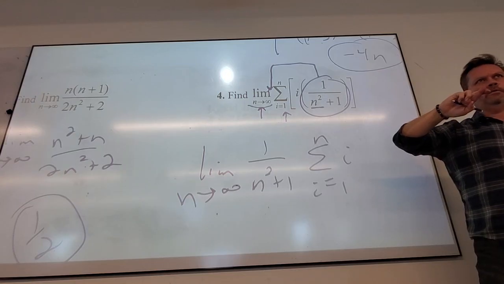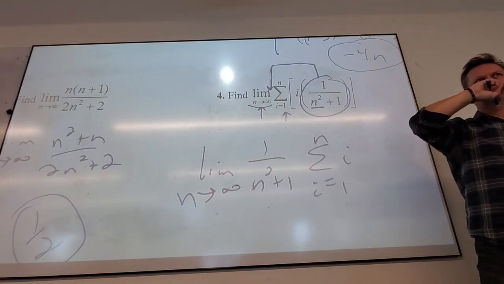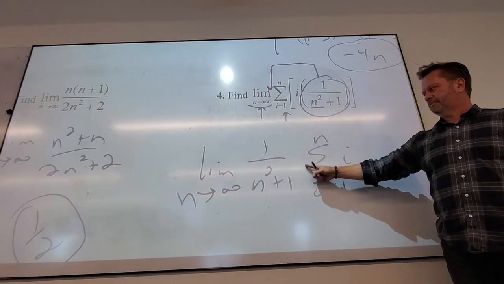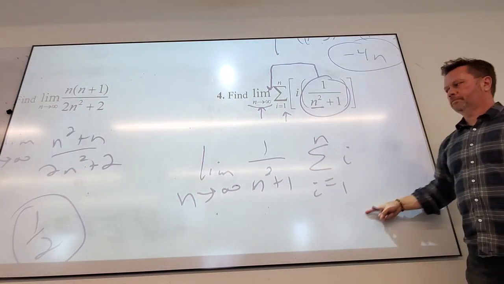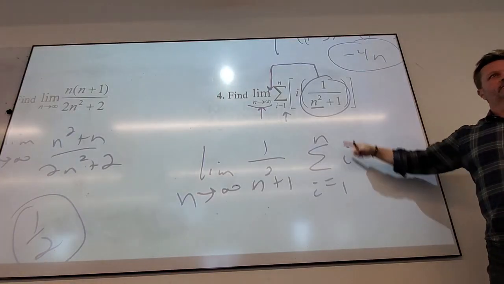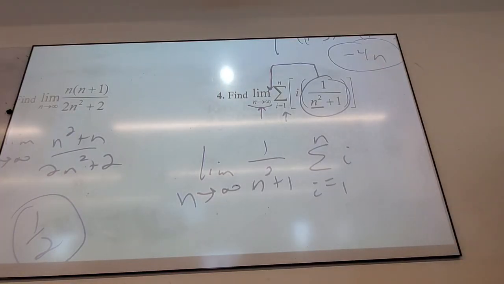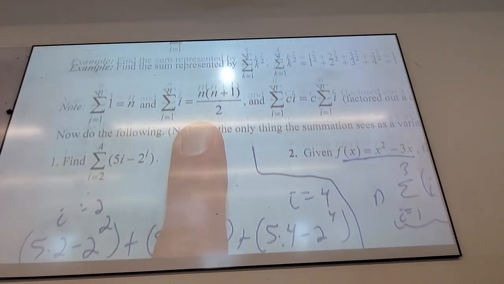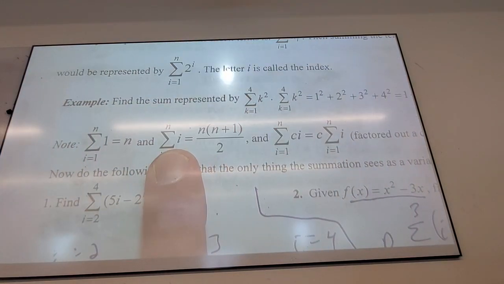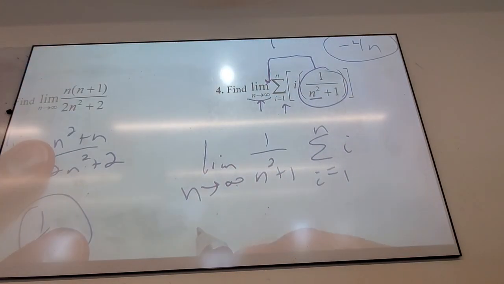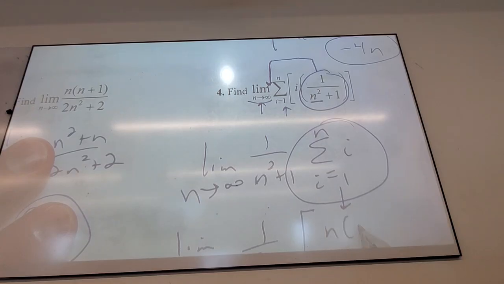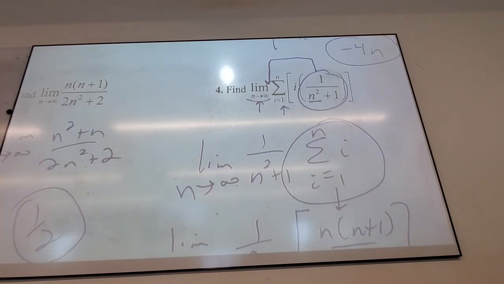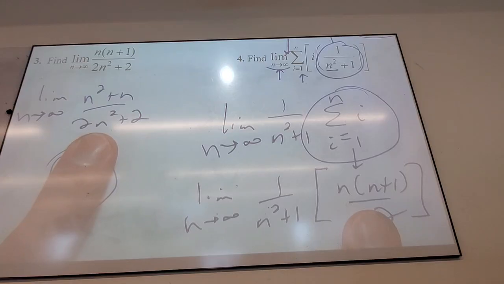Okay. Now what's this? No, it's I, not 1. So go back, it's the Gauss dude, right? It's the Gauss dude. N times (n plus 1), I know what the sum of I is. So I got the limit as n goes to infinity of 1 over n squared plus 1 times, replace this with, n over 2. And then do you see how that's the same problem?